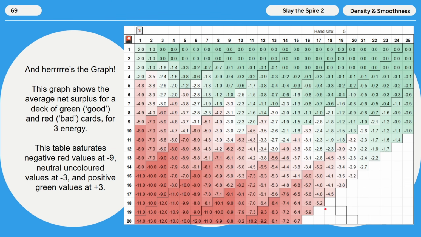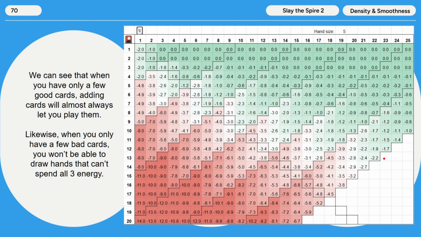So this graph shows the average net surplus for a deck of green and red cards for 3 energy. The table saturates negative red values at -9, and neutral is uncolored at -3. And then the positive green values are at +3. So this graph actually doesn't include any numbers that are above 0. All these numbers are below 0 because we aren't adding any additional energy to the deck. But there's a lot to see. We can see that if you only have a few good cards, adding cards will almost always let you play them.